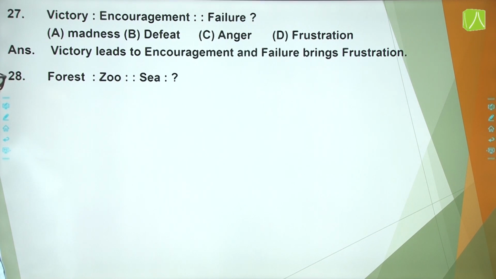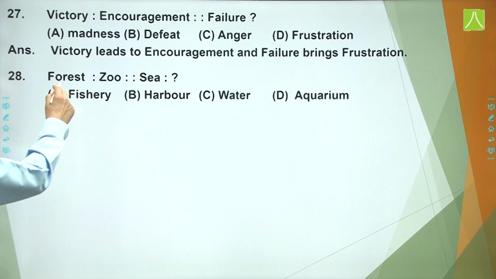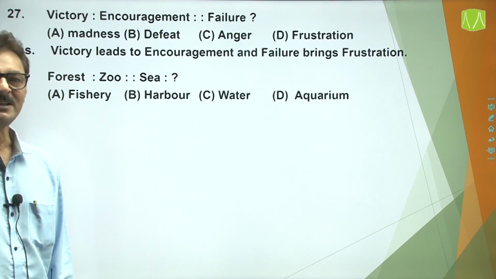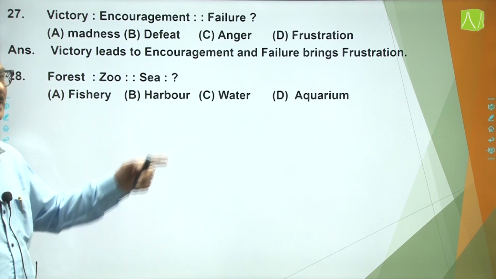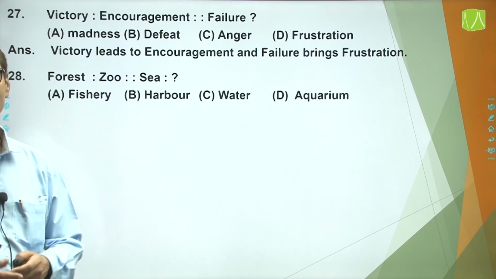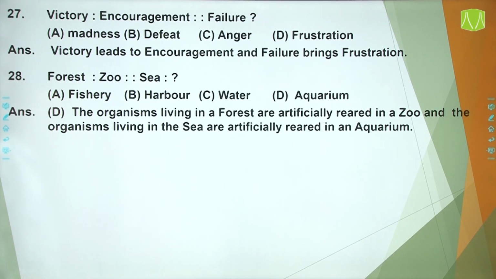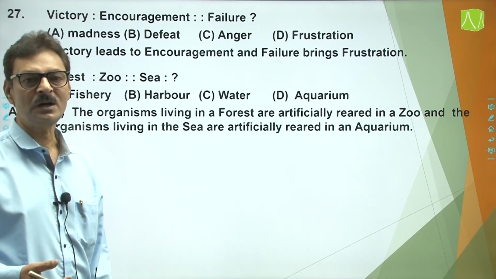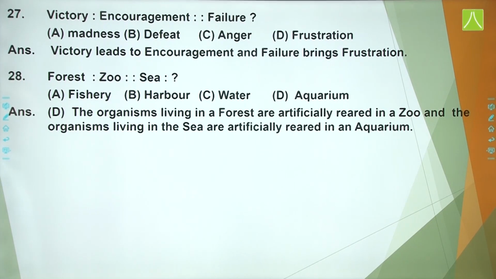Next, forest is to zoo. Similarly, sea is to what? Fishery, harbor, water or aquarium. What is the relationship between forest and zoo? Yes, can you identify the relationship? Forest is extensive, zoo is an enclosed part. Sea is open, and the confined form of sea where fish is found is aquarium. So the organisms living in forest are artificially reared in zoo. Those who live in the jungle are kept artificially in the zoo, and the marine creatures of the sea, where are they kept artificially? Inside man-made aquariums. So the correct option is option number D.